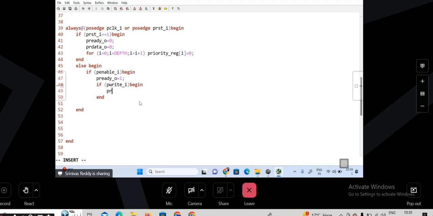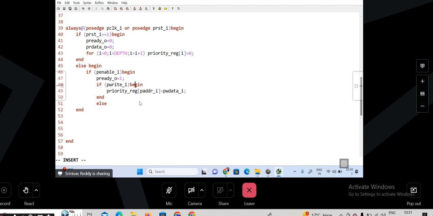So always at the positive edge of the clock and preset. If preset is equal to 1, the register data type should be zeros. Else, if preset is equal to 0, I'm checking if p enable is equal to 1. If p enable is equal to 1, if p ready is equal to 1, then what am I doing? I'm checking if my write enable is equal to 1.